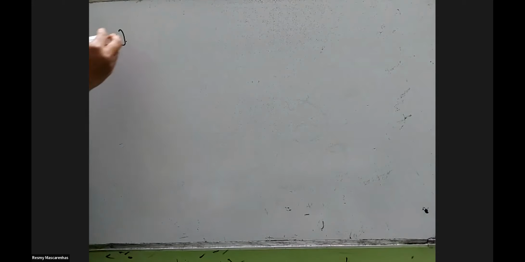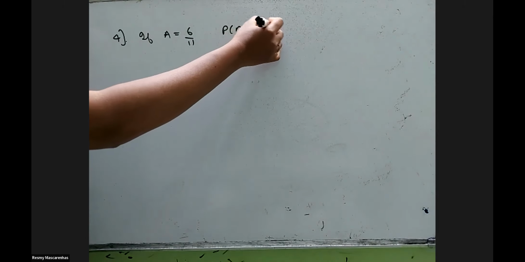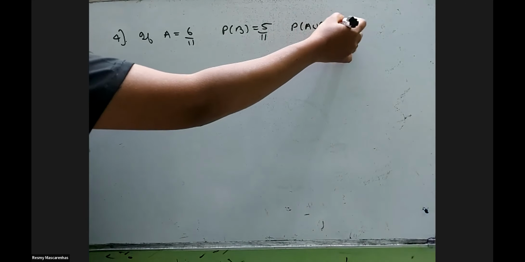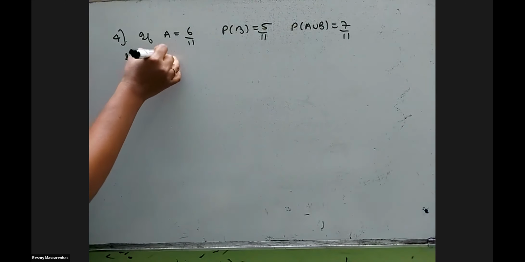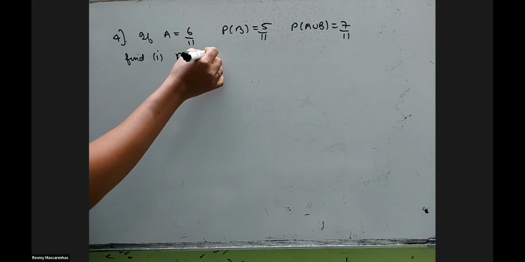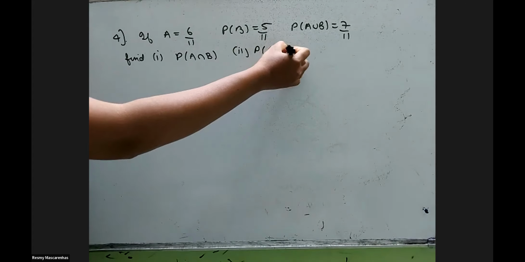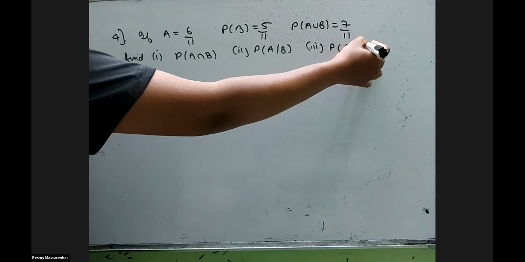Now question number 4. If P of A is 6 upon 11, P of B is 5 upon 11, P of A union B is 7 upon 11, find: first one is P of A intersection B, second one is P of A upon B, third is P of B upon A.